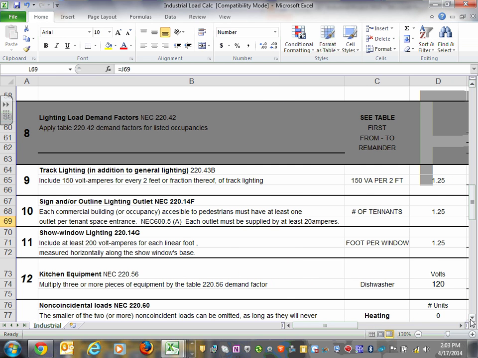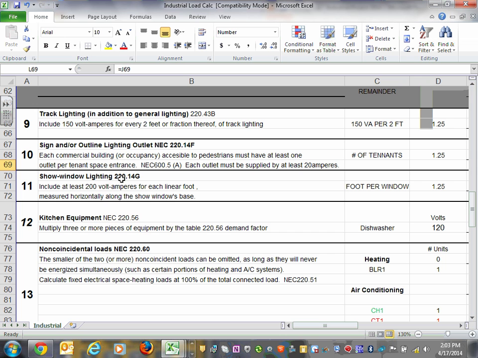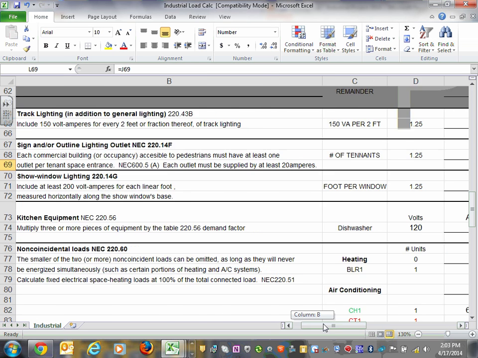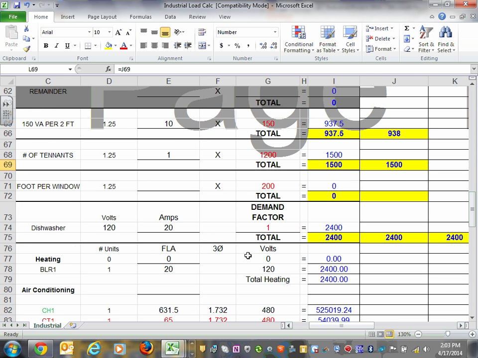If we have a show window, and I'm going through the steps, guys, 220.14(G) asks you if you have a show window. It goes by 200 volt-amps for each linear foot. So take the linear feet in your show window and multiply them by 200 volt-amps. I don't know if we have any of these. We don't have any of them, so you just put 0. If you don't have them, you put 0 in it.